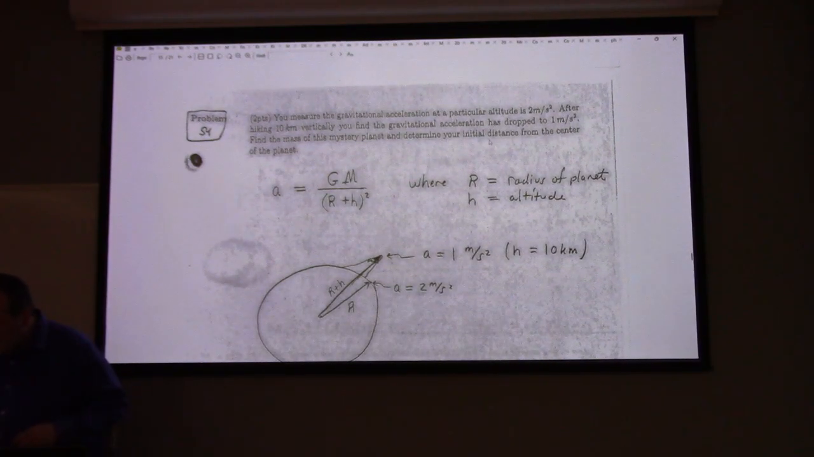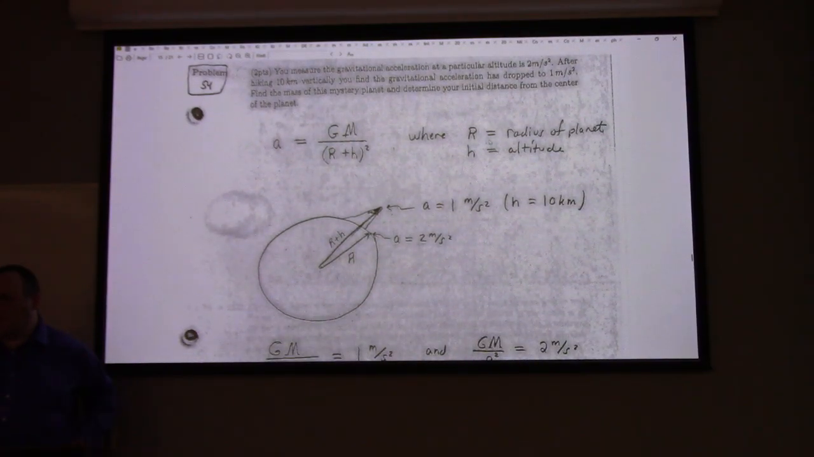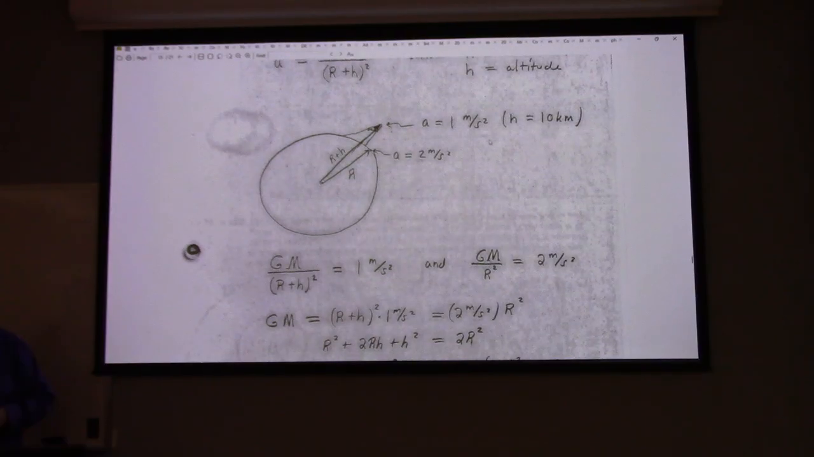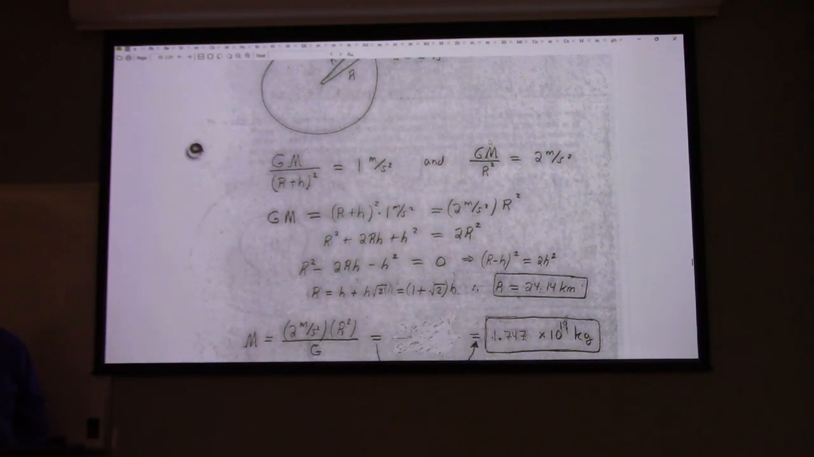But what are we here? Ooh, you measure the gravitational acceleration is 2 meters per second squared. After hiking 10 kilometers vertically, you find the acceleration has dropped to 1 meter per second squared on your mystery planet. Determine your initial distance from the center of the planet. So here, we need to work with the variable force of gravity. We've got different pieces of data, and we can piece it together using the GM over r squared formula for acceleration.